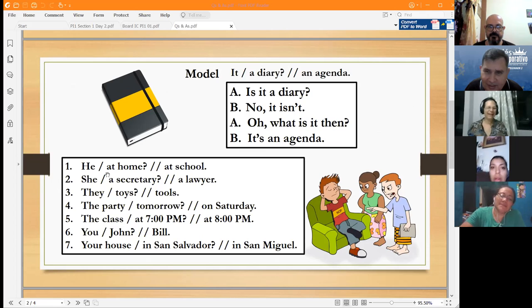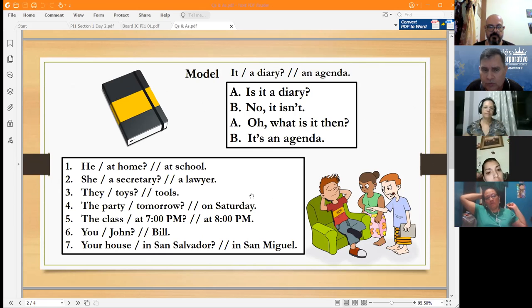Is he at home? No, he isn't. Where is he now? He's at school. Is she a secretary? No, she isn't. What's her job? She's a lawyer. Are they toys? No, they aren't. What are they? They are tools. Is the party tomorrow? No, it isn't. It's Saturday. Is the class at 7 p.m.? No, it isn't. What time is the class? It's at 8 p.m.